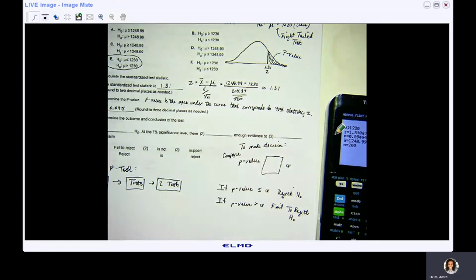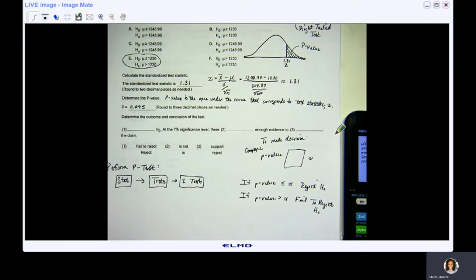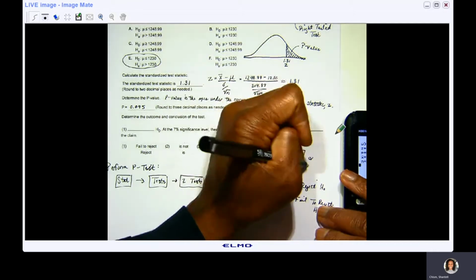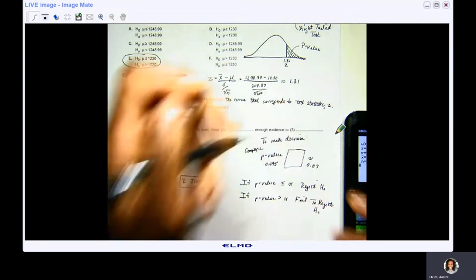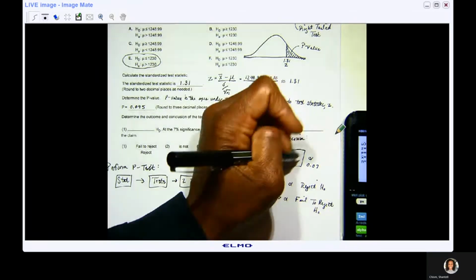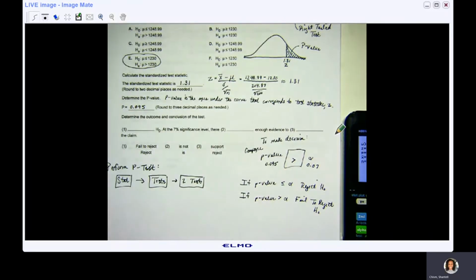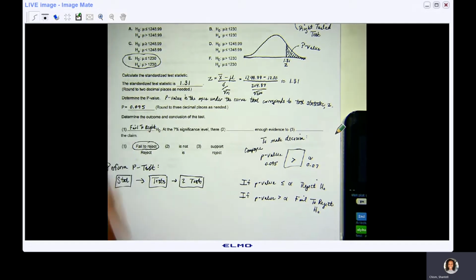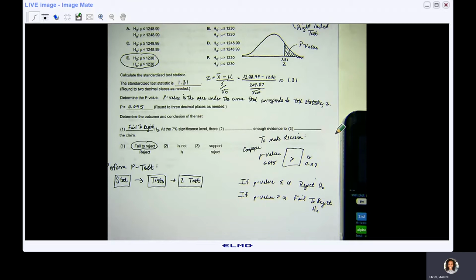Okay? So our p-value is 0.095. Our alpha is 0.07. So p-value is bigger. P-value is greater. 0.095 is greater than 0.07. So we will fail to reject. So right here in this first blank, we're going to select fail to reject. And it says at the 7% significance level, there blank enough evidence to blank the claim.